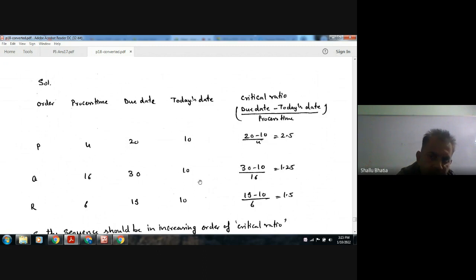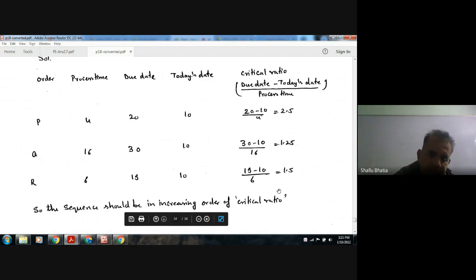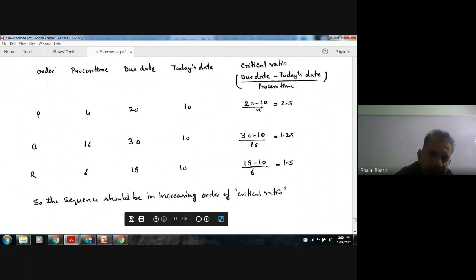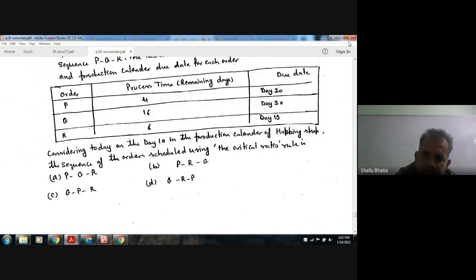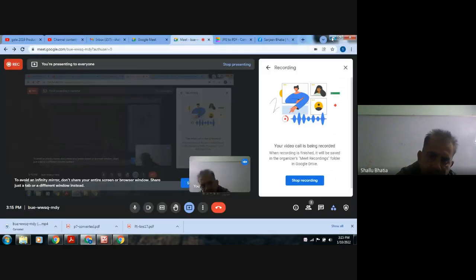Similarly, we can find it for Q: 30 minus 10 by 16, and for R: 90 minus 10 by 6. So the sequence should be in increasing order of critical ratio. The minimum critical ratio is for Q, then for R, then for P. So the answer is QRP, option D. So this is all from the question paper of GATE 2018. Thank you very much.